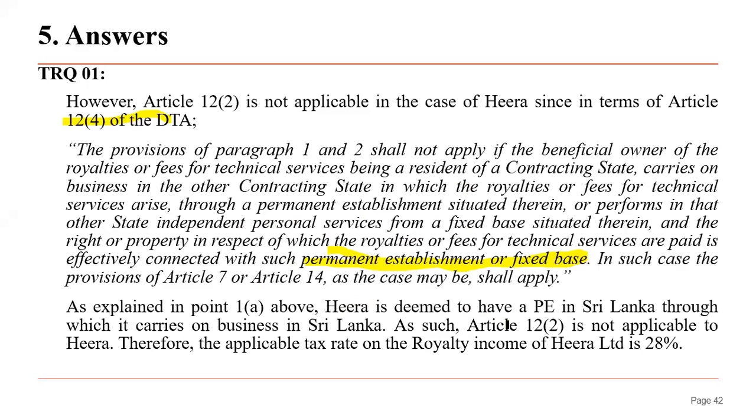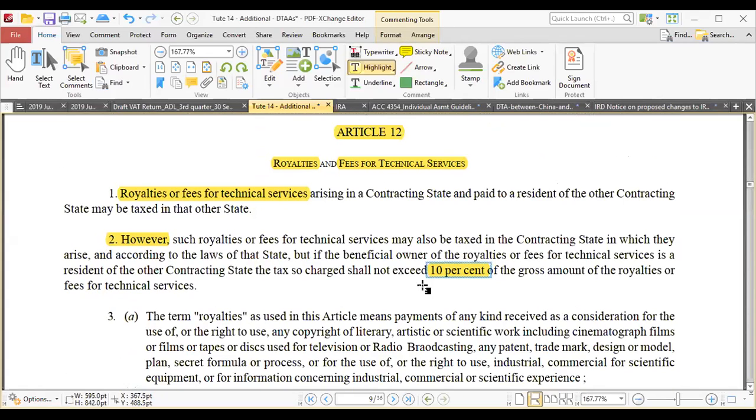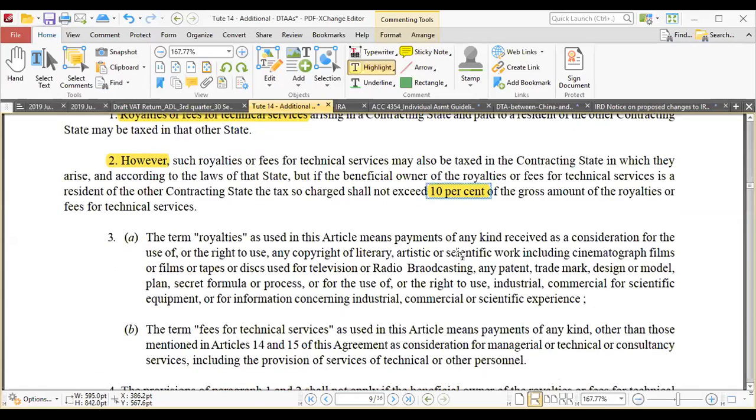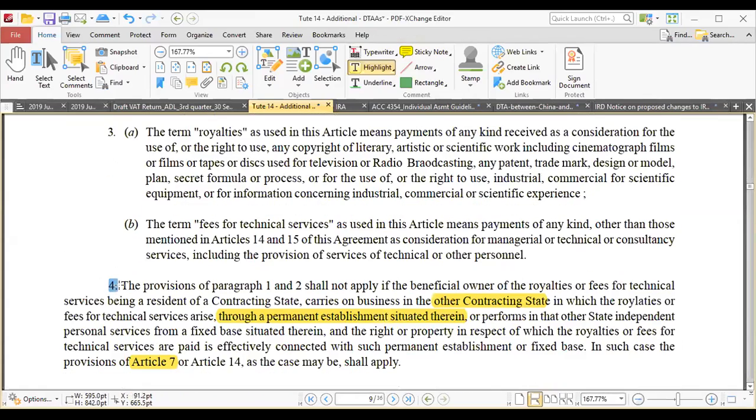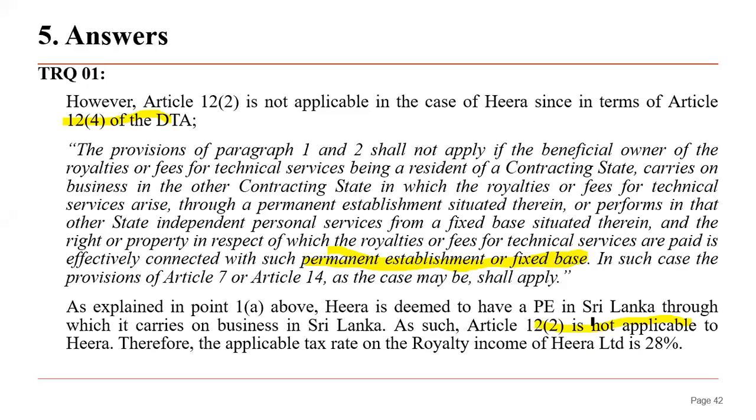As explained above, Hera is deemed to have a PE through which business is carried out in Sri Lanka, and Article 12.2 is not applicable. What is 12.2? 12.2 is basically the rate, 10%. 12.2 is not applicable. Then the applicable one is 12.4, because they have a PE. Right? Then 12.4 is applicable. In that case, the applicable rate for royalty income is 28.